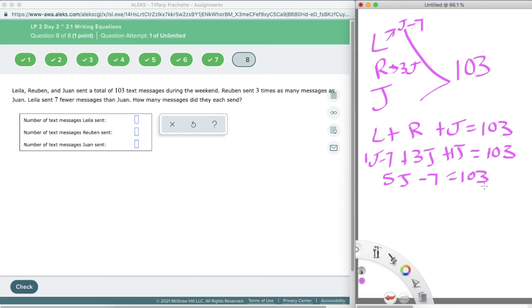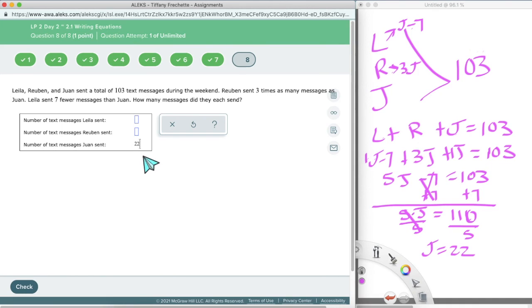I'm going to add 7 to both sides because I always want to start with addition and subtraction. I'm subtracting 7, so we add 7 so that they cancel out. So I have 5J equals 110. Now I'm multiplying by 5, so I divide so that they cancel. If we divide by 5, we get 22. That's Juan. Remember, Lilia sent 7 less than that, so I go minus 7, and she sent 15 texts.